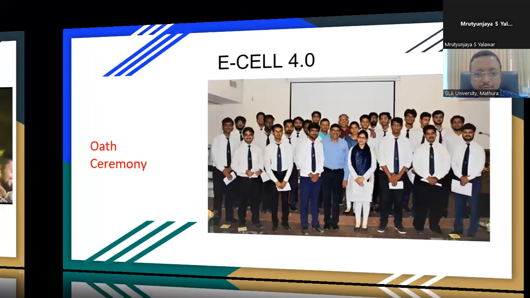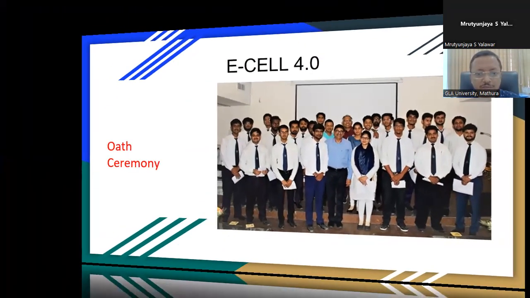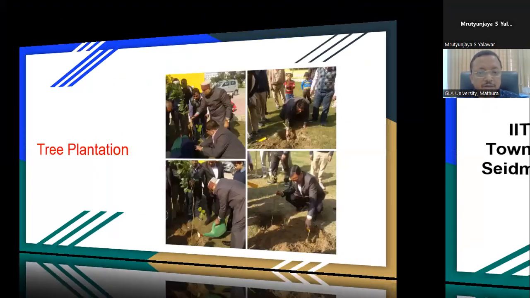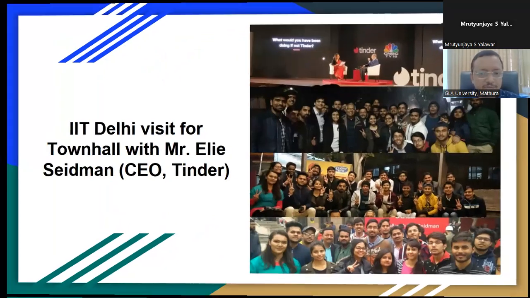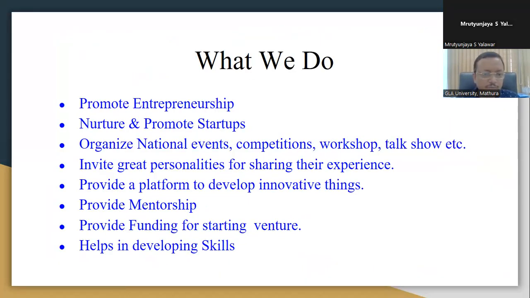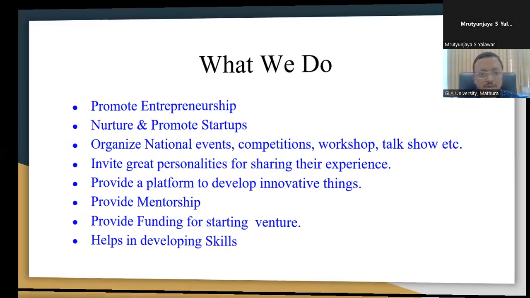Then the oath ceremony, which we do every time. We are also doing some social work, like tree plantation. We are sending our students on visits to Delhi or other places. These are the things we are doing at our place: promoting entrepreneurship, nurturing and promoting startups, national event competitions. We invite great personalities so students can learn from their experiences. We provide a platform for different initiatives for our students, mentorship, and funding for different startups.